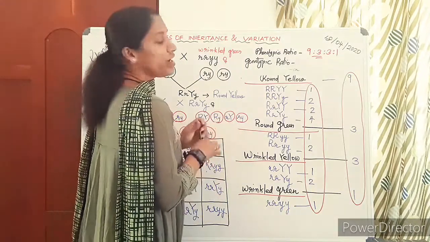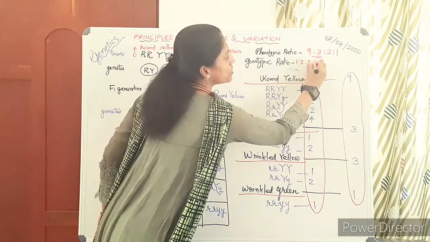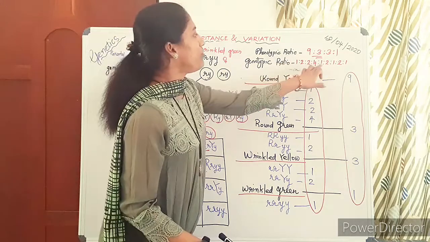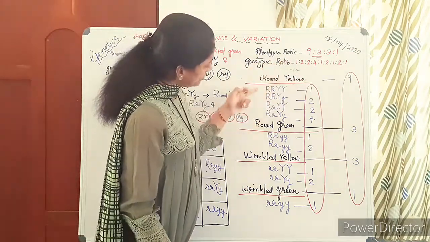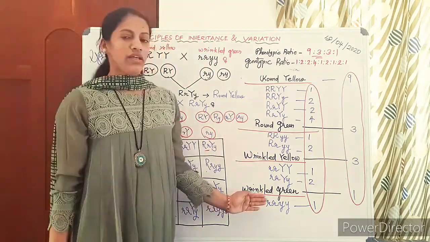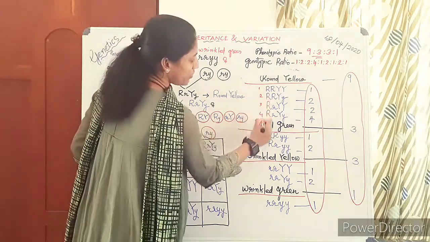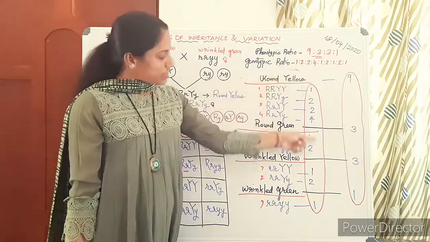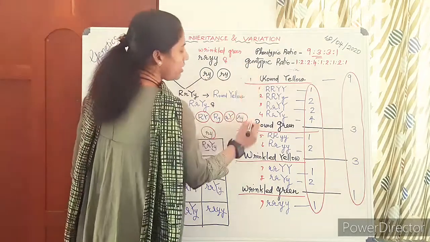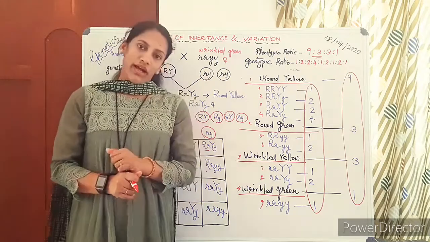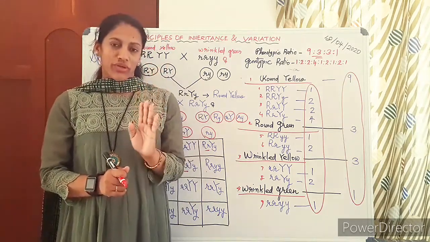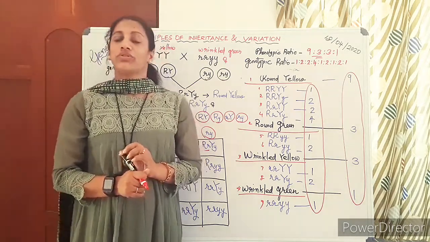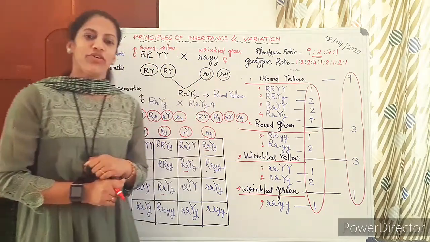The genotypic ratio of F2 is 1:2:1:2:4:2:1:2:1, nine numbers. How many genotypes are there? 1, 2, 3, 4, 5, 6, 7, 8, 9 genotypes. How many phenotypes are there? 1, 2, 3, 4. So in the Mendelian dihybrid F2, there were 4 phenotypes and 9 genotypes. The phenotypic ratio is 9:3:3:1 and the genotypic ratio is 1:2:2:1:1:2:1:1. I think it's clear for you.